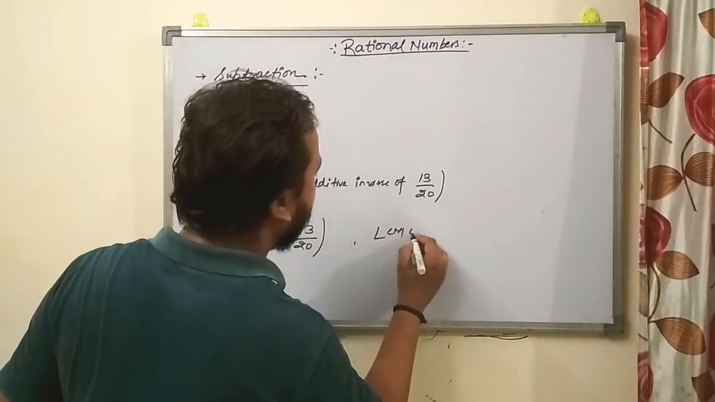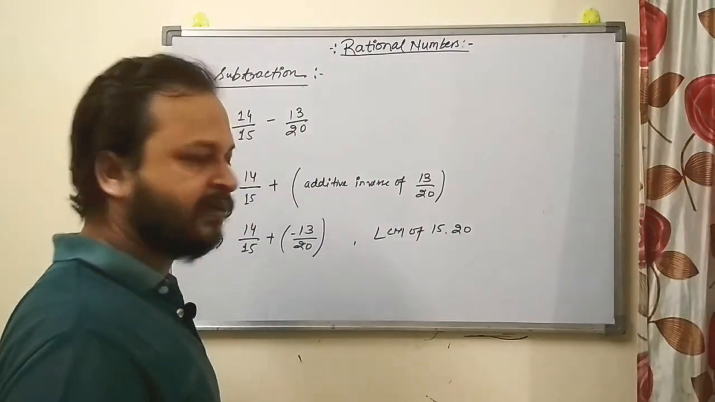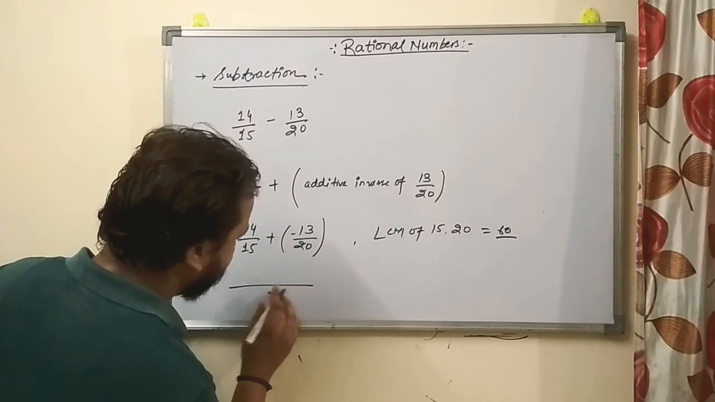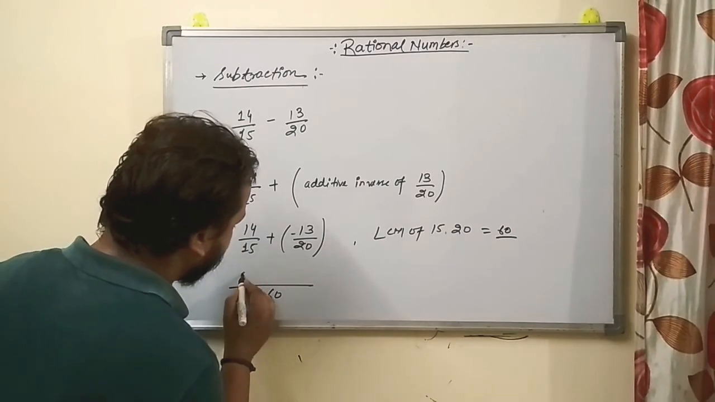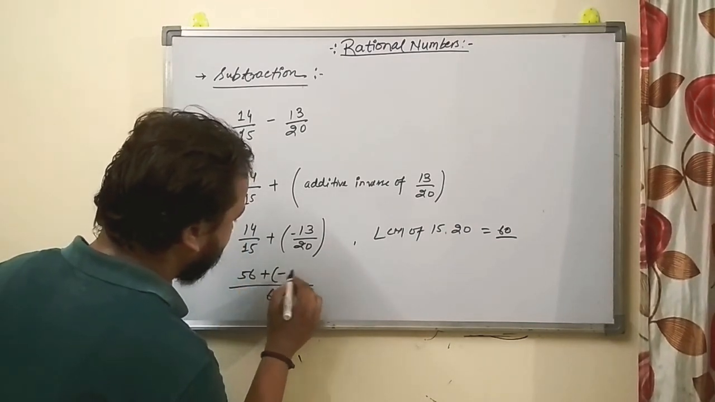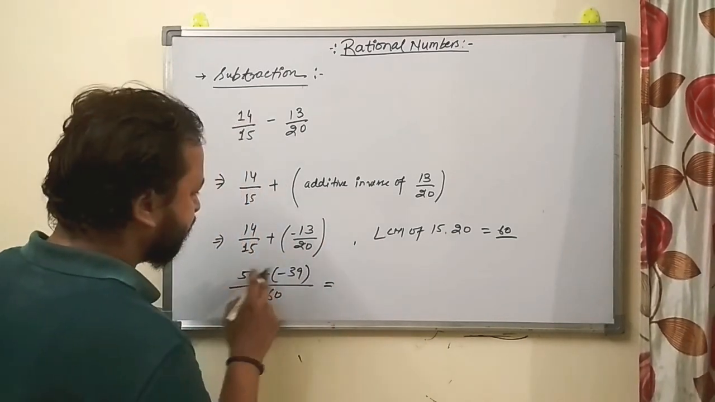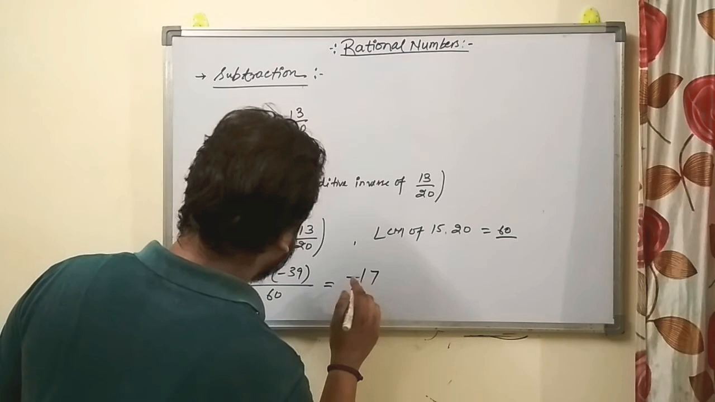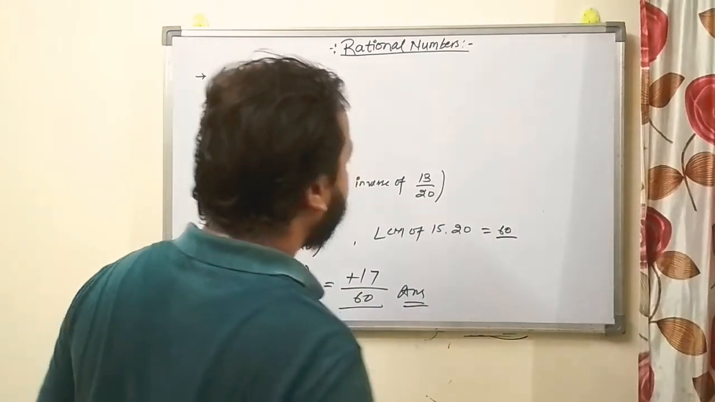Then take the LCM. So LCM of 15 and 20 is 60. 15 4s are 60, 20 3s are 60. So LCM is 60. 15 4s, so 14 4s are 56, plus bracket minus, 13 3s are 39. So 56 minus 39 is 17. Here 4 minus 3 is 1, and that's positive. So the answer is 17 by 60, right?